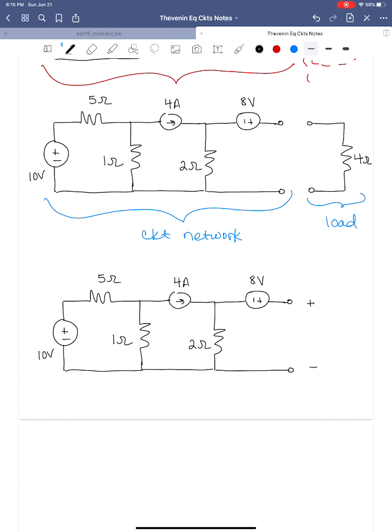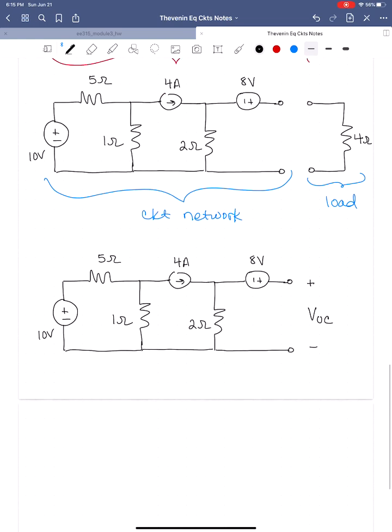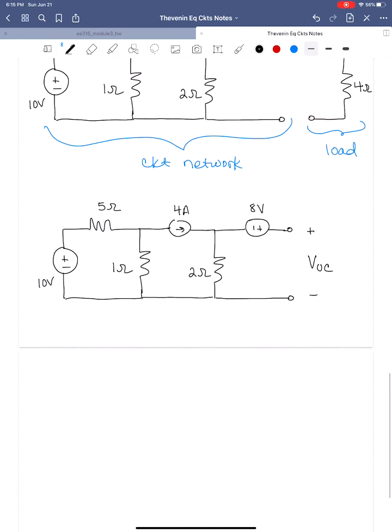Okay, so this is going to be VOC, the open circuit voltage across those two terminals that we have just opened. So notice this is a different circuit than what we started with. So I don't want you to feel like somehow this 4 ohm resistor still has to stay in there. Remember, we're removing the load. Okay, so we're evaluating a different circuit right now.